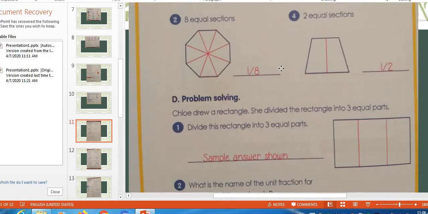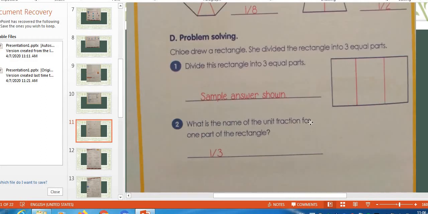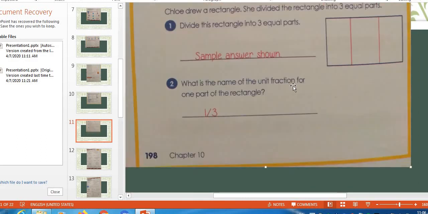Okay, the problem solving. Chloe drew a rectangle. She divided the rectangle into 3 parts. Divide this rectangle into 3 parts. So I drew for you the pink lines here, and I have 1, 2, 3 equal parts. What's the name of the unit fraction? It means this one. If I have just one unit, 1 over the total 3. By this we have covered this lesson. Let's move to the next lesson.